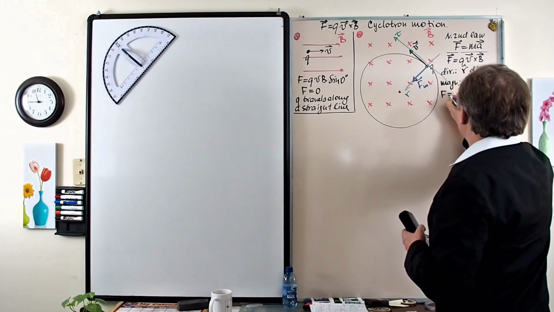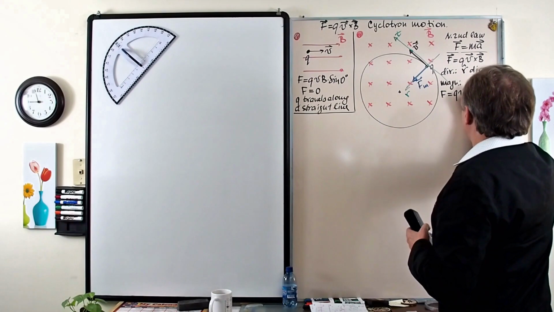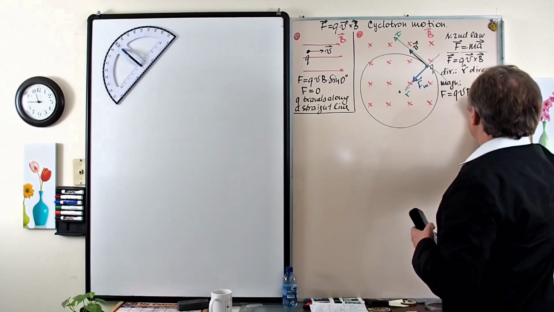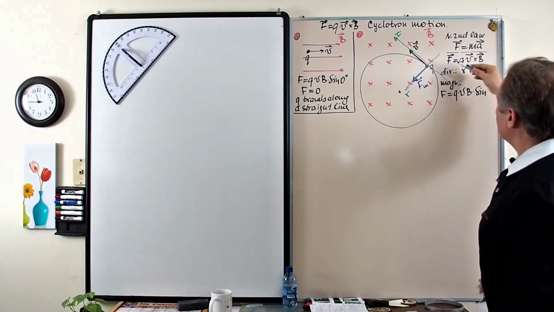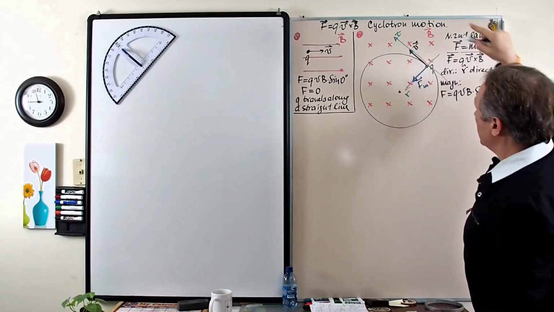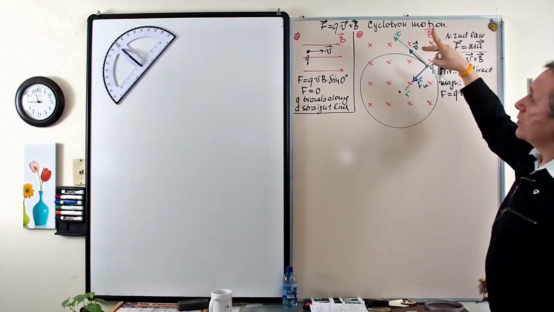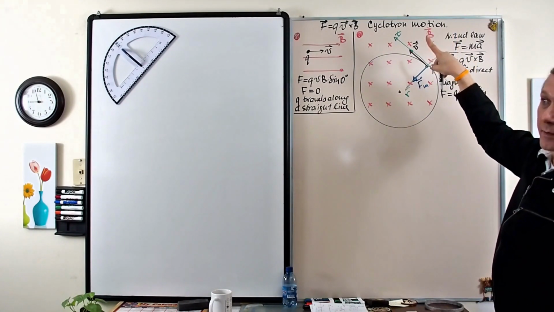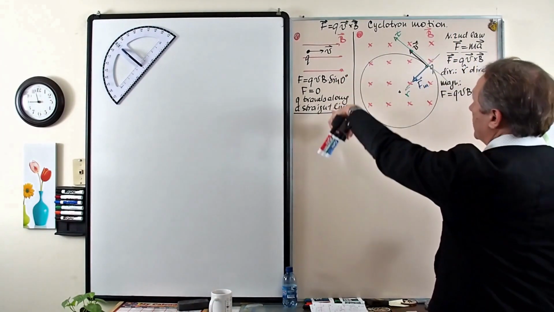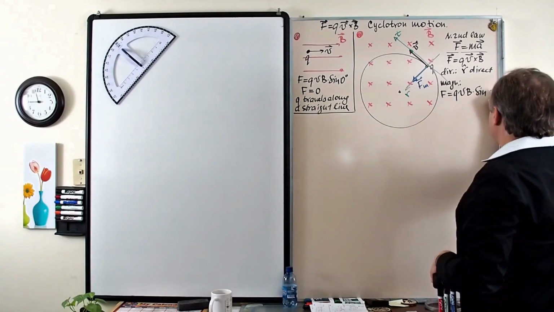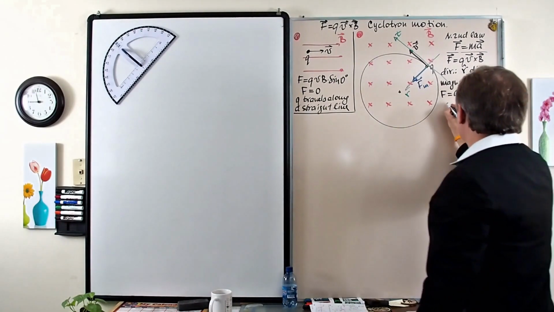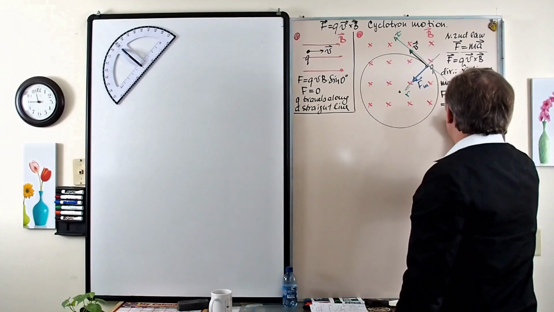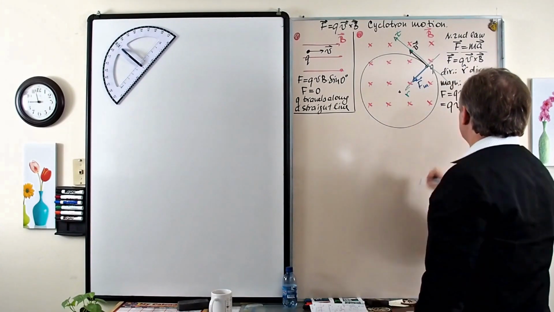F equals QVB sine. What is the angle between V and B? V that way, B into the board. The angle between them is 90 degrees, right? Their angle was 0, now it's 90 degrees. Sine of 90 degrees is 1. So, as a result, the absolute value of the force is QVB.